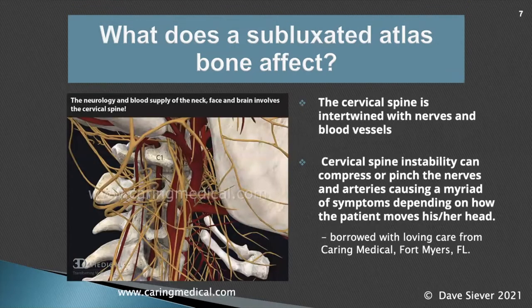Now, we can definitely see C1, that's the atlas bone there. And we can see that there's all sorts of cerebral arteries and nerves and things all tightly bound in that area. So when that bone gets out of place, it affects vasculature and other nerves, not just the brainstem as well, but other structures for sure.